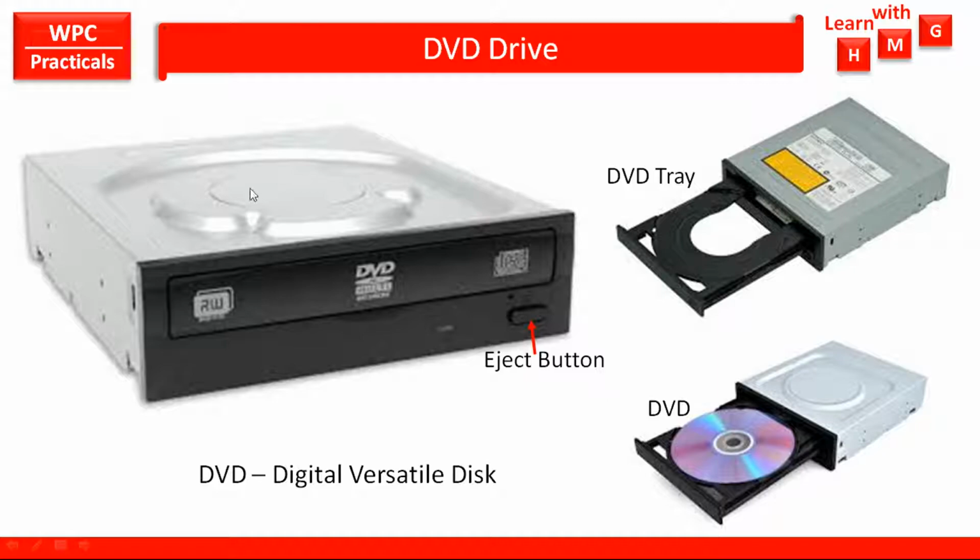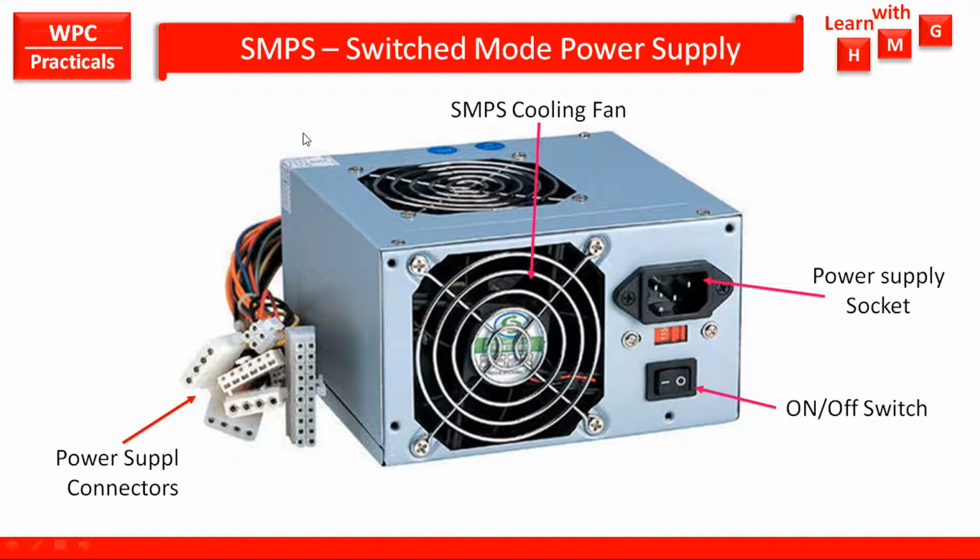On the back side of this there are connectors, again one connector for providing power supply, one connector for connecting to the motherboard. Then this is the SMPS, that is switched mode power supply. The AC supply is provided to this particular socket, that is the power supply socket. We already saw it in the rear panel of your PC.